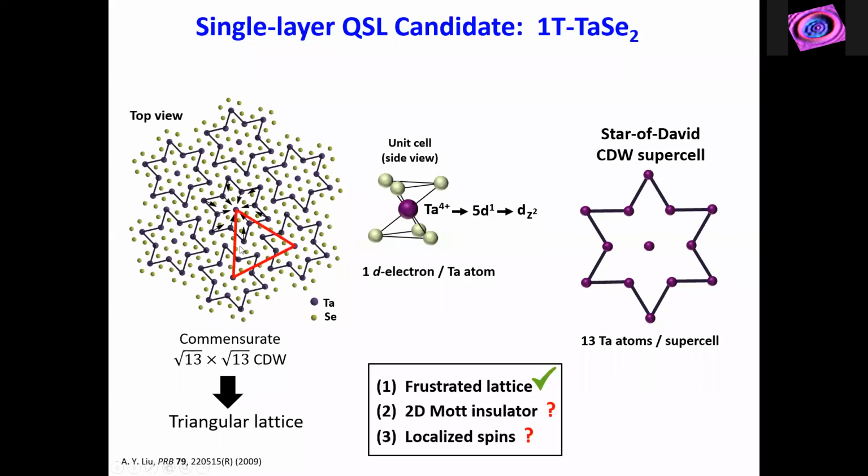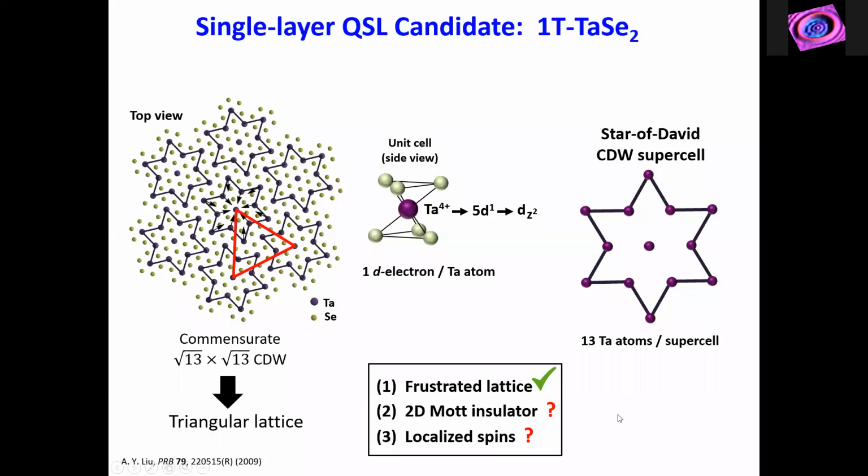And you can see that it's a triangular lattice. So you can just see it. The CDW is sitting on a triangular lattice. So that gives us a frustrated lattice. So that's nice. That satisfies the first criteria. But what about the Mott insulating criteria? Is it a Mott insulator?